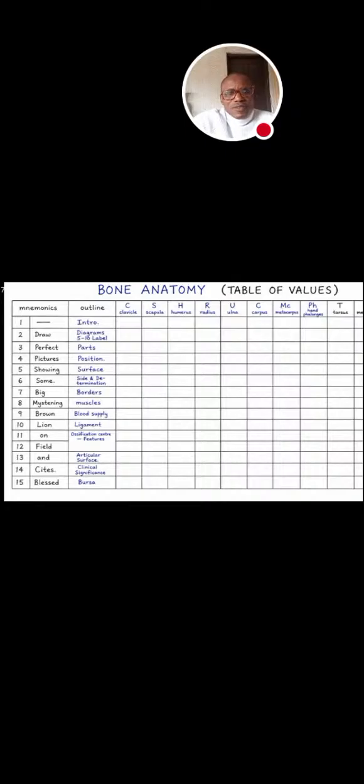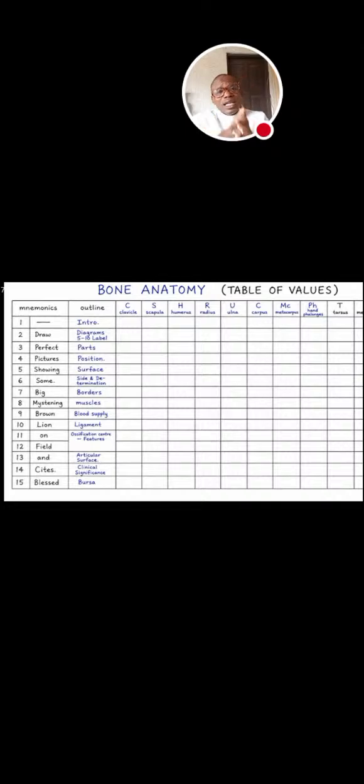Brown stands for blood supply. The other B stands for border. The lion stands for ligament. When you are writing on ligament or joint in exams, you must talk about the blood supply. You must talk about the muscle. You must talk about the ligament. You must talk about the nerve.